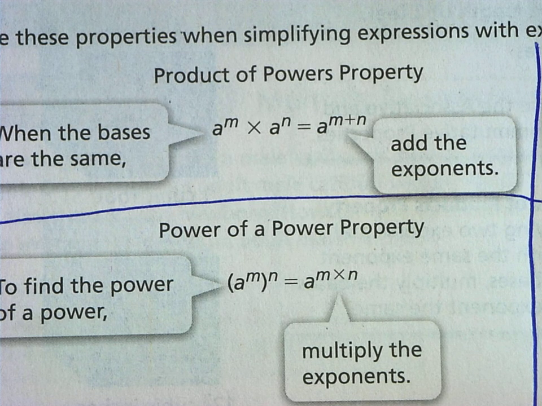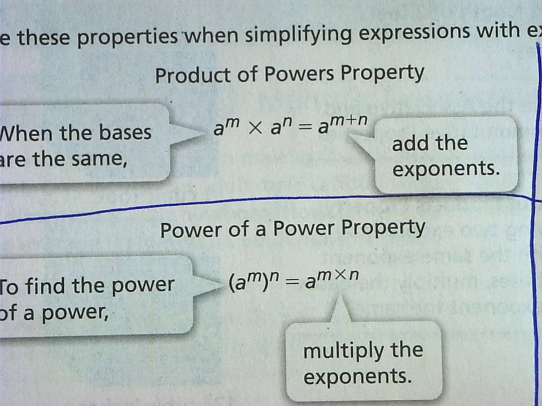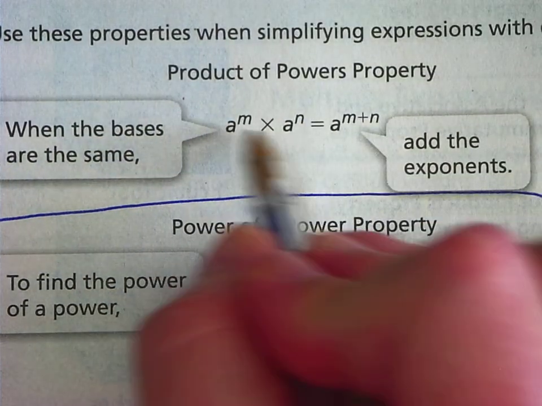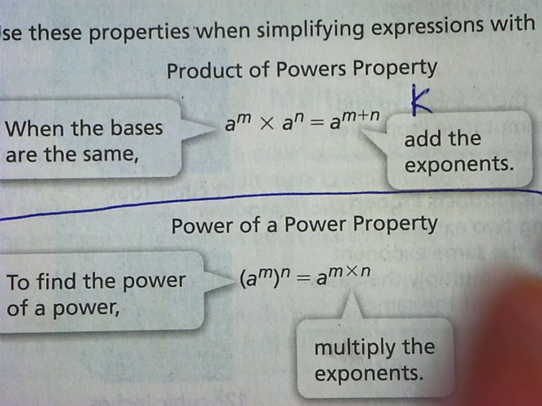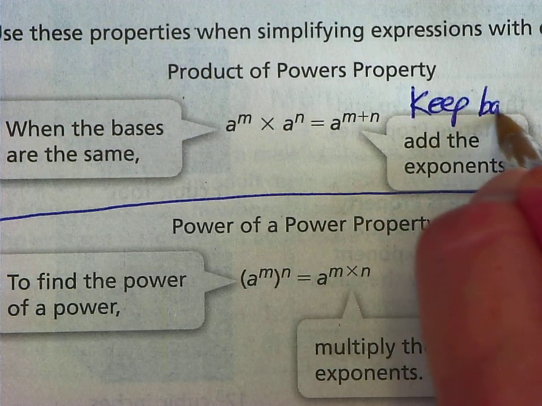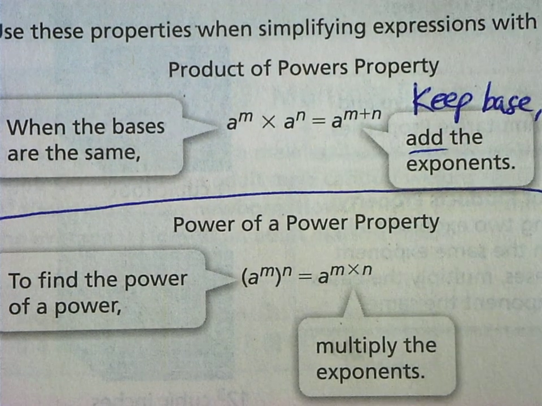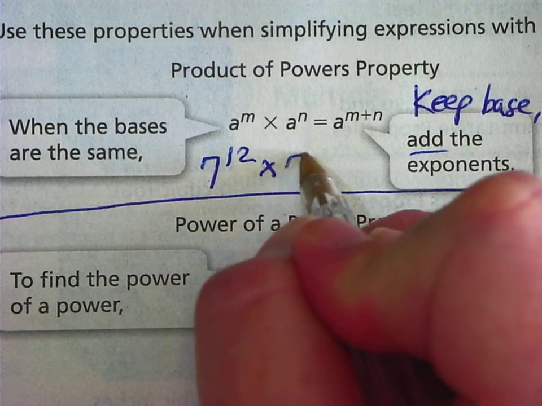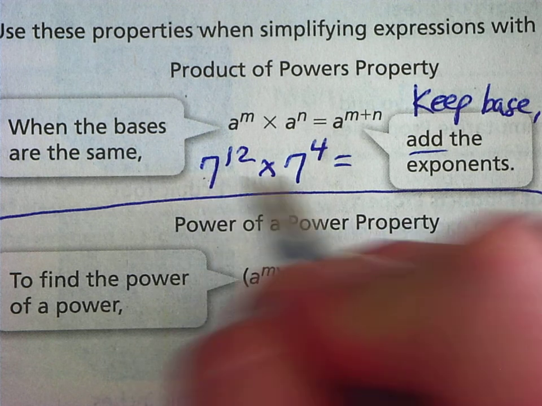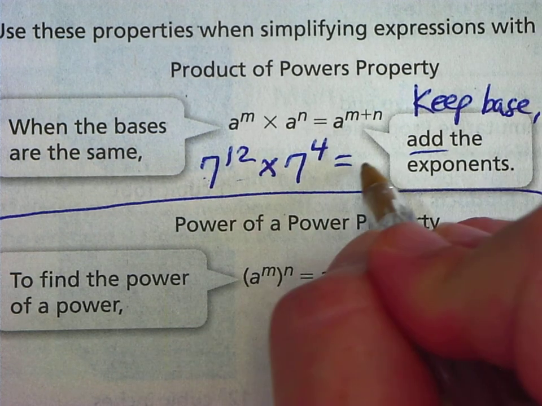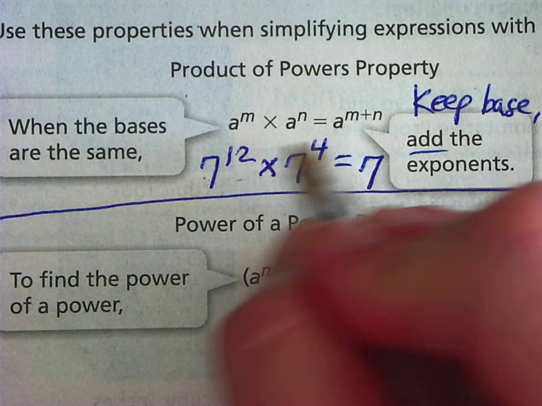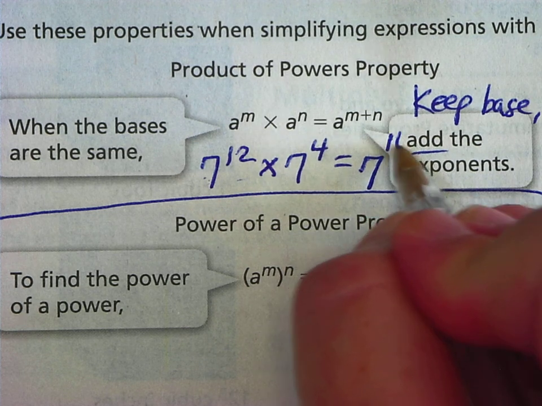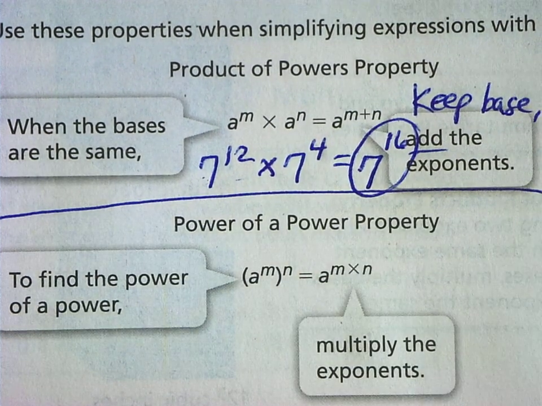Basically this says if you're in a multiplying problem and you have the same base, you're going to keep the base and add your exponents. So for example, if you have 7 to the 12th times 7 to the 4th. Notice the bases are the same in this multiplying problem. So you're going to keep the base and you're going to add your exponents. 12 plus 4 is 16. So 7 to the 16th.